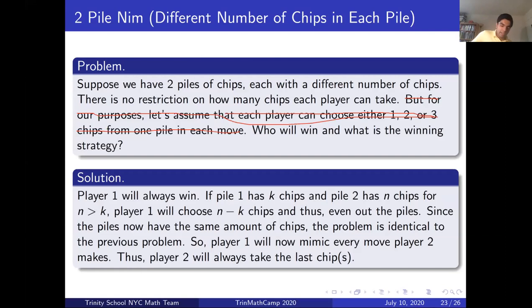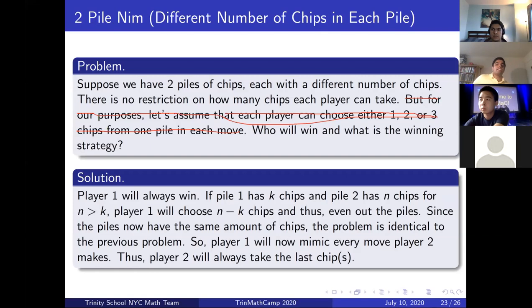So player 1 will always win, and a lot of you mentioned the symmetry strategy is a little bit the same. But the idea is if pile 1 has k chips and pile 2 has n chips for n greater than k, player 1 will choose n minus k chips out of pile 2, and thus even out the piles. And so the scenario becomes exactly identical to the one we talked about in the last slide. And so the idea is now player 1 will mimic every move that player 2 makes, because now there's the same number of chips in each pile.